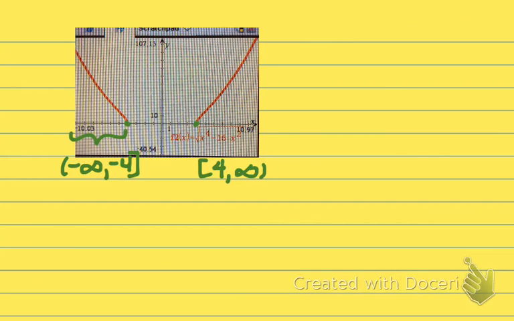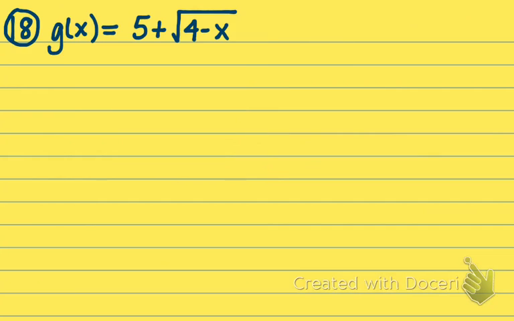You might be wondering, what about 0? I can plop a point at 0 just because that works, but it's not connected because, again, if you test any point between 0 and 4, it would not work for our function. So there's the 0 we listed in the middle of our domain. And that's number 16.